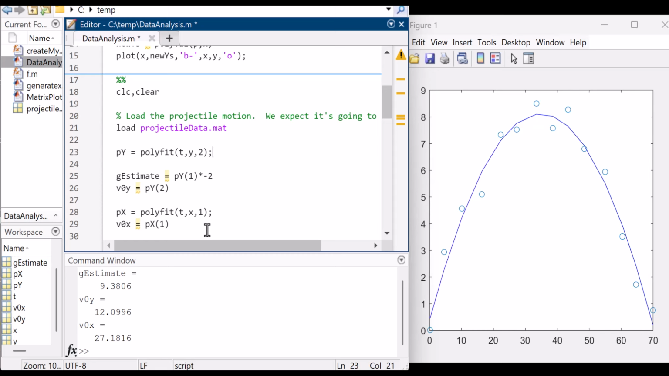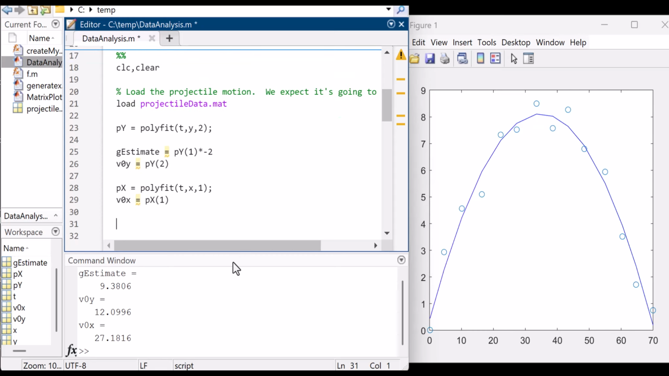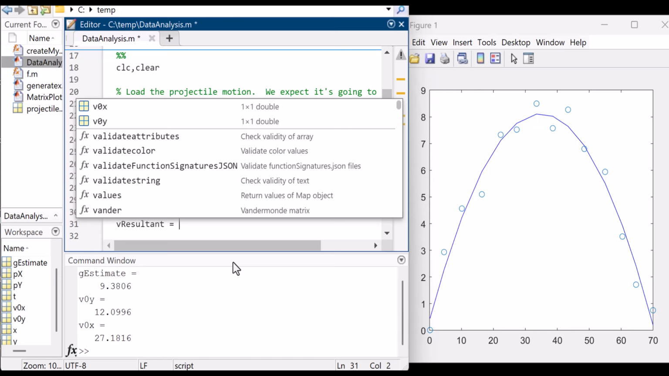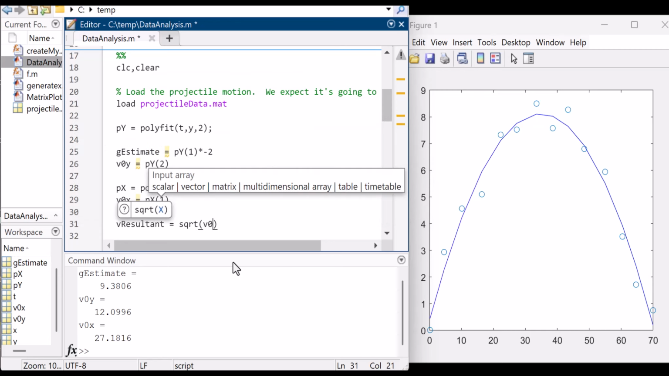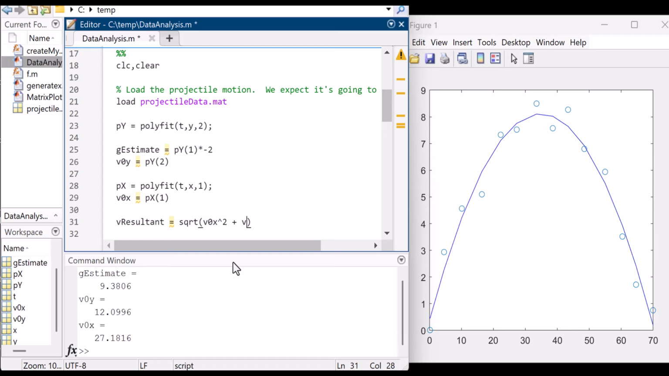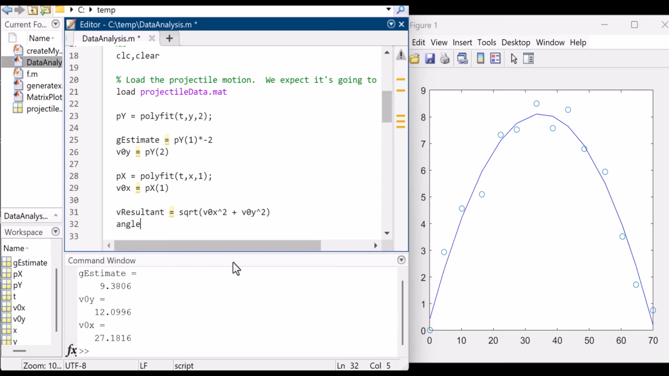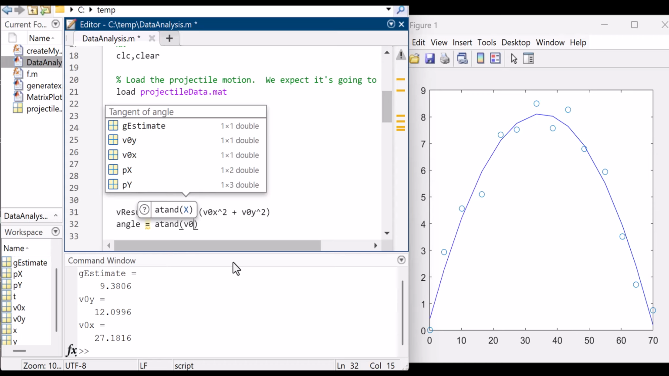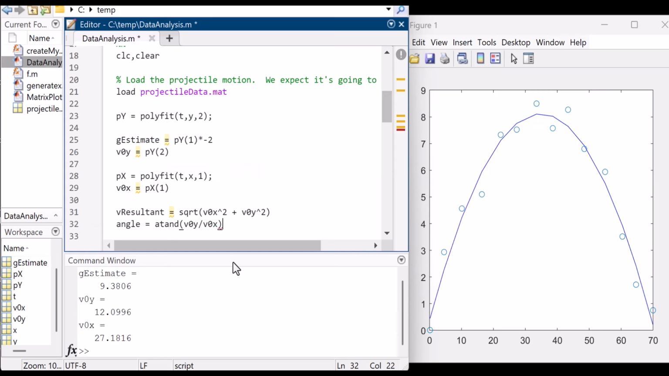Now, if you happen to remember anything about vectors, you know that the resultant is the square root of v naught x squared plus v naught y squared, right? And the angle, if we're assuming we're measuring off of the positive x-axis in a counterclockwise direction, is the arc tangent, I'm going to say in degrees, of v naught y divided by v naught x.